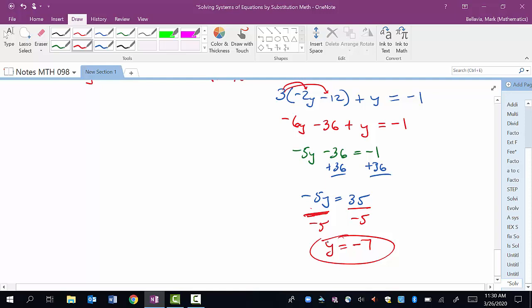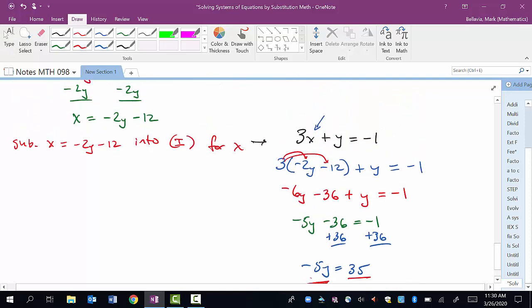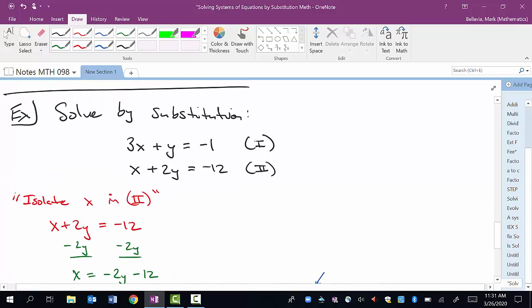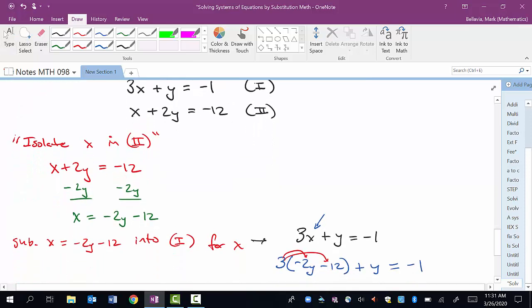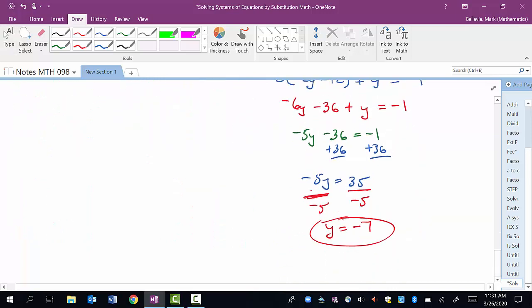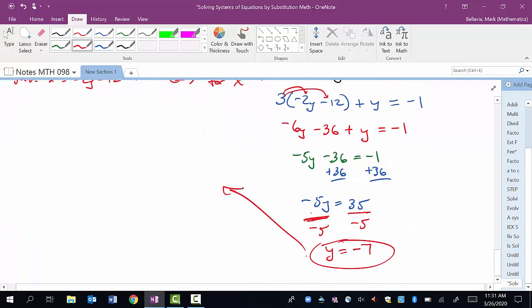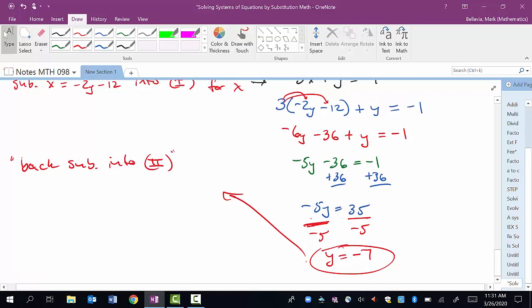Now, am I done? The answer, remember, is no, because I'm trying to solve a system. The solution to a system is the x and y value where they intersect, right? It's the ordered pair where they intersect. So I have the y value. So now what I'm going to do is I'm going to back sub into, now it doesn't matter which equation you pick, either of the originals. I'll back sub into 2, just so you know what I did here. So back subbing into equation 2.